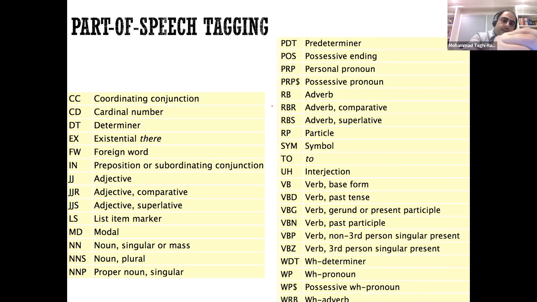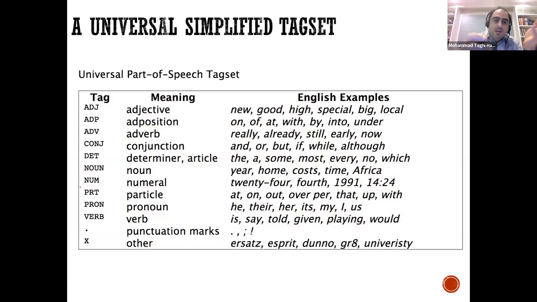Another thing that we are doing is part of speech tagging. This is like a very complicated version of that. I mean, what type of verb is that: the base form, past tense, or another one? And what type of adjective is that? These are special forms and some standard versions. It is called part of speech tagging. In general, as I mentioned, you will see these words, and the simplest version is a universal simplified tag set that has adjective, adposition, adverb, conjunction, etc.